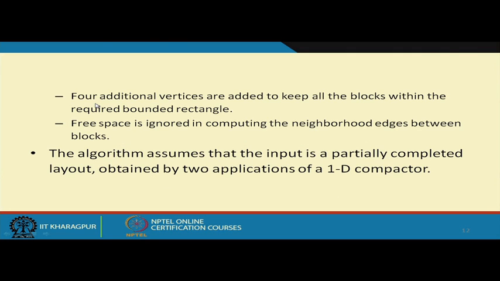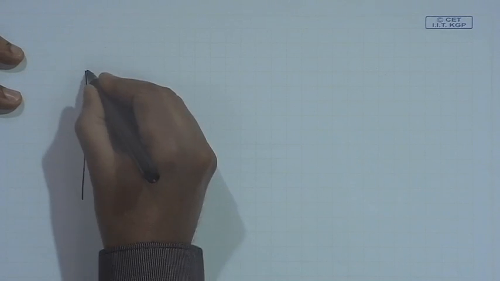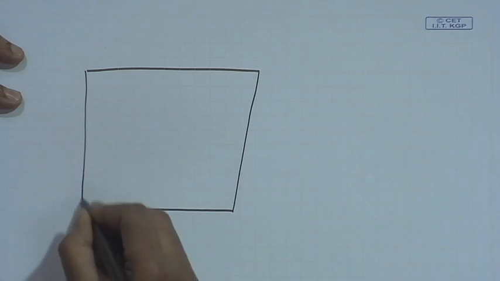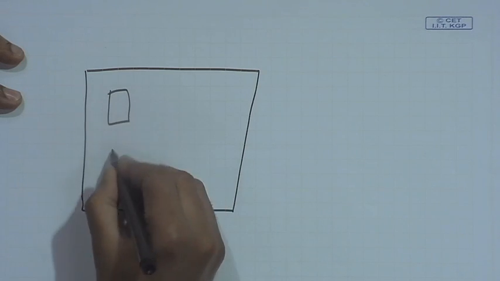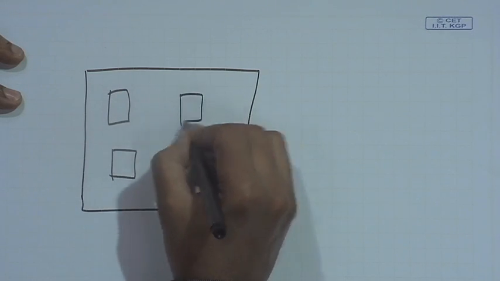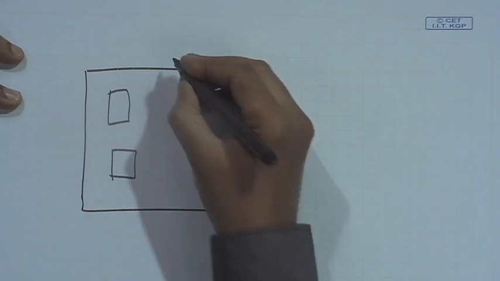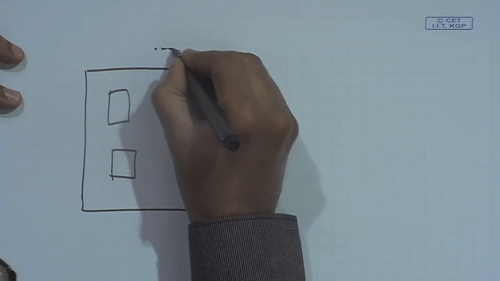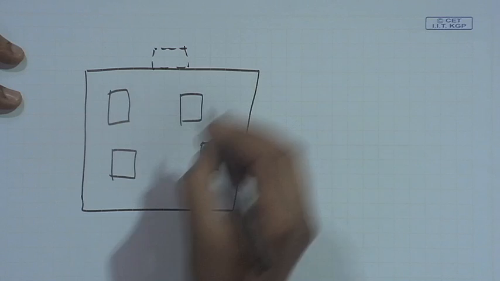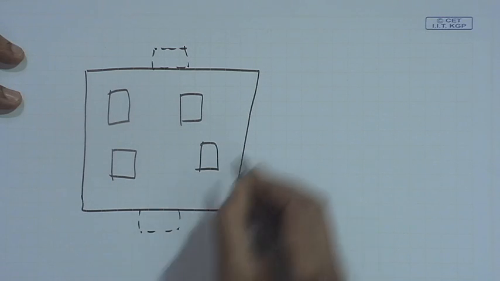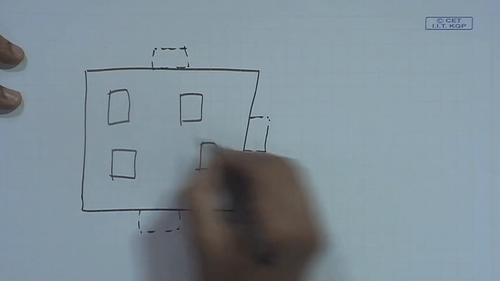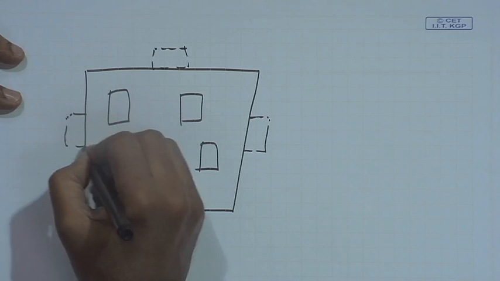So, we are using 4 additional vertices. What kind of 4 additional vertices? Suppose I have the layout area, this is my total layout area and all the blocks are in between. Here I shall show an example. I shall consider an imaginary block on the top, an imaginary block on the bottom, one on the right and one on the left.